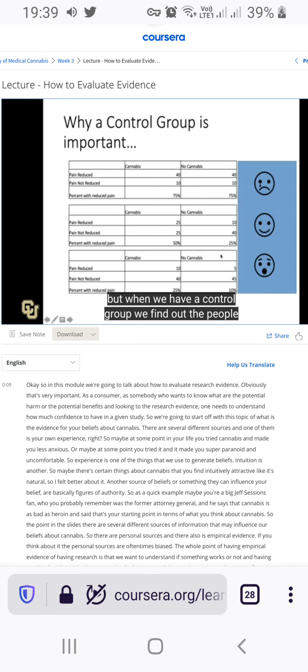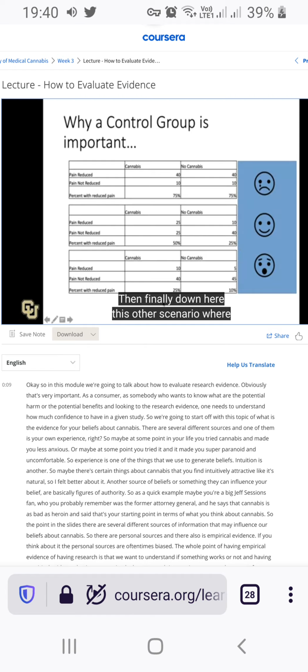But when we have a control group, we find out that people who did not get cannabis, only 10 of them show a reduction in pain, and 40 of them don't show a reduction in pain. So when we compare the cannabis to the no cannabis, even though 50% didn't seem like a great number before, when you compare it to 25%, that seems like a pretty good number, right? 50% show reduction with cannabis, only 25% show reduction without cannabis.